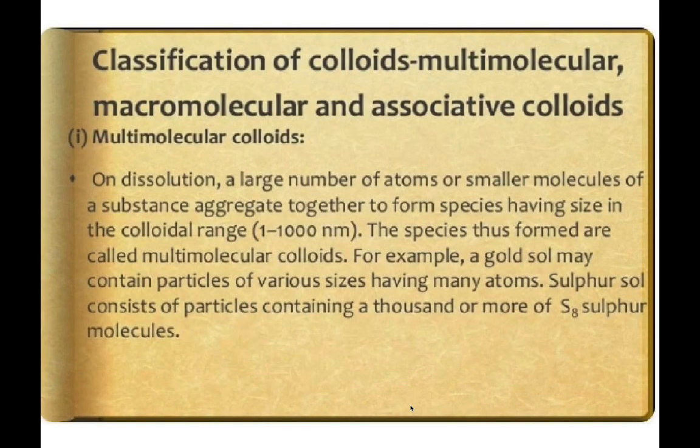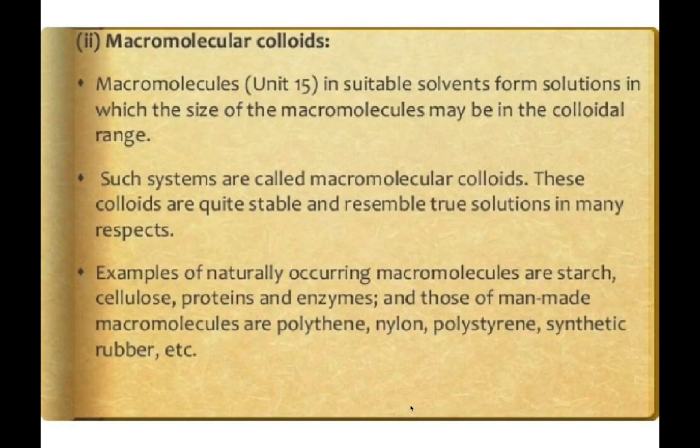Then you can classify colloids as multimolecular, macromolecular, and associated colloids. So what are multimolecular colloids? On dissolution, many atoms or molecules of a substance group together to form species with size in the colloidal range of 1 to 1000 nm. These species are called multimolecular colloids. Like gold sol, it contains particles of various sizes with many atoms. Sulfur sol also has thousands or more of S8 molecules.